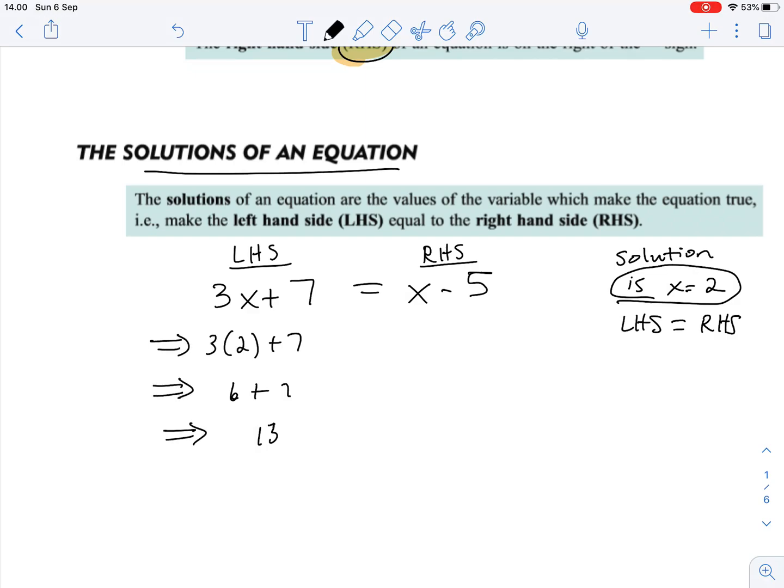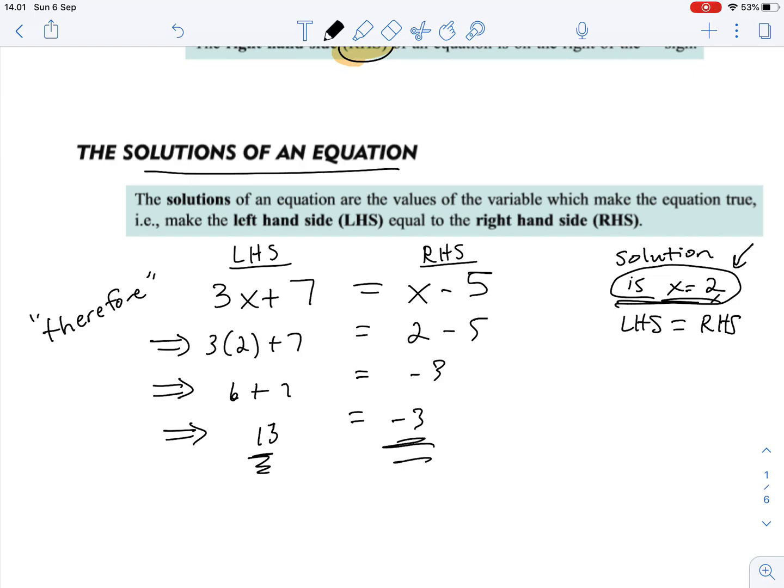And I'm going to write this sign right here. This sign right here means therefore. So we need the right-hand side, if this is a solution, to equal 13 at the very end. So 2 minus 5 is equal to negative 3. Uh-oh. That doesn't work. Because if x equals 2 was a solution, then they would be equivalent at the end.